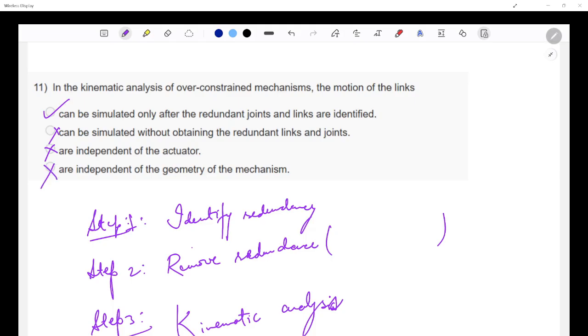Okay, so did you understand the correct sequence? You can't solve directly. You have to remove redundancy and then solve. So, for over-constrained mechanisms, identify redundant constraints, remove the dependency, and then perform the simulation. Without the first step, which is identifying the redundant constraints, the analysis fails.